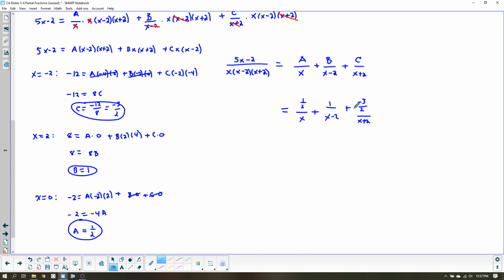Okay, so I don't like this compound fraction stuff. Fractions within fractions is not good. So we need to simplify this. Ideally, you can do this in your head. If not, you're going to need to write it off to the side. So that first one says 1/2 divided by x, which is the same as 1/2 times 1 over x.